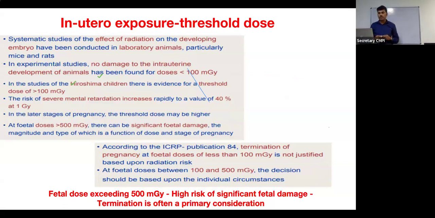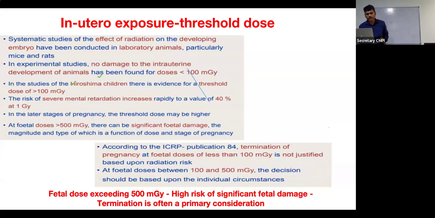In the studies of Hiroshima children, there is evidence for a threshold dose of greater than 100 milligray. 100 milligray is believed to be the ultimate safe level, the maximum safest level during the pregnancy period. But we always need to follow the alarm. The risk of severe mental retardation increases rapidly to a value of 40% at 1 gray. If you go from 100 milligray to 1000 milligray, that is 1 gray, there is a high risk. There is a sharp increase in the risk, even an IQ shift of 40%.